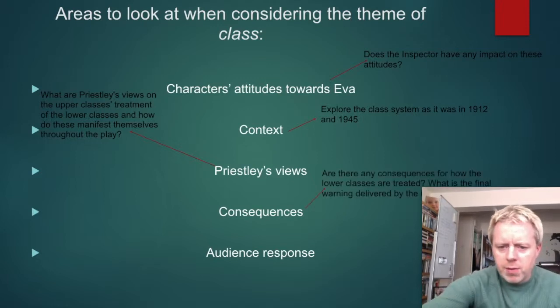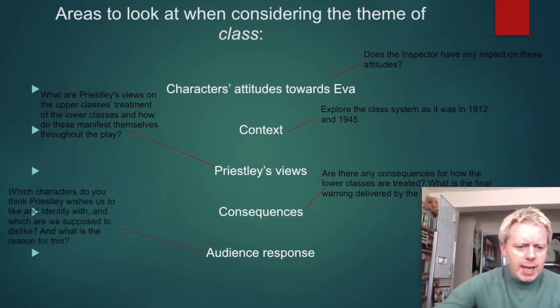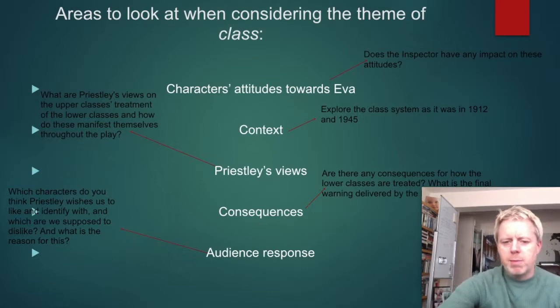Consequences. Are there any consequences for how the lower classes are treated? And what is the final warning delivered by the inspector? I think that should read... okay, we'll have a look at that. So remember the millions and millions and millions, and if you don't change your ways, in fire and blood and anguish you will suffer. And how does the audience respond to the characters and their different attitudes? So which characters do you think Priestley wishes us to like and identify with? And which are we supposed to dislike? And what do you think is the reason behind this?